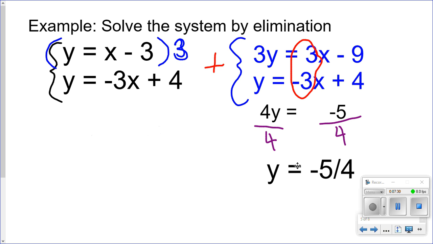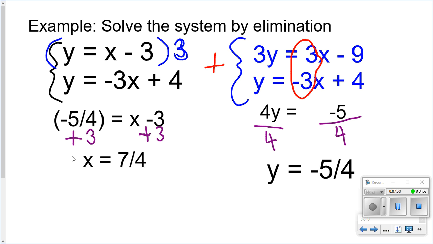Okay? Now that I know what y is, I'm going to plug it back in, just like I did with substitution. So I'm going to plug it into this top one because it looks smaller. No other reason other than it's a smaller one. So I plug in -5/4 for y in y equals x minus 3. So now I just solve for x. I'm going to add 3 to both sides. This gives me 7/4, so x equals 7/4.